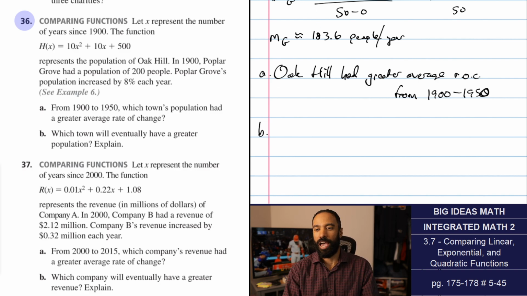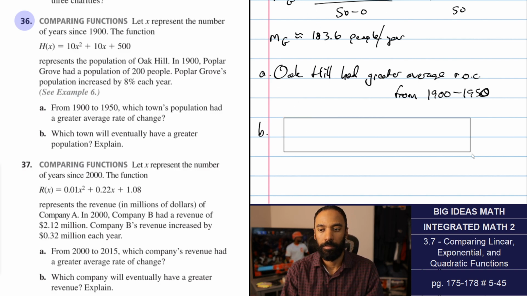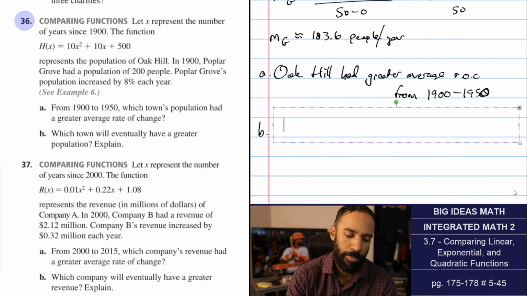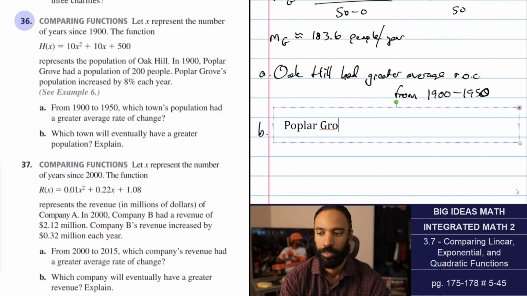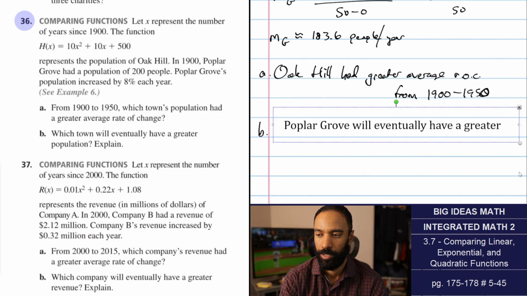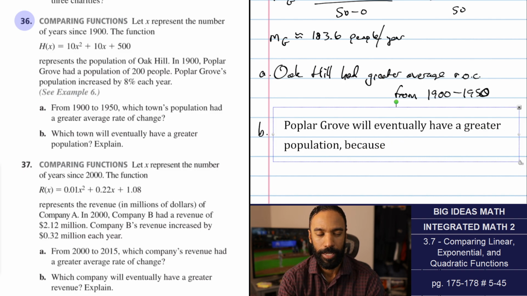Part B. Which town will eventually have a greater population? Explain. Pleasant Grove. What's it called? Poplar Grove. Poplar Grove will eventually have a greater population. Because it's called Poplar Grove. Because it is modeled by an exponential function.